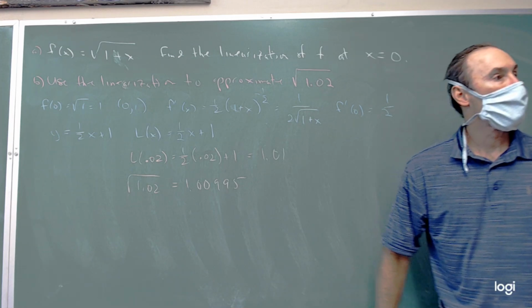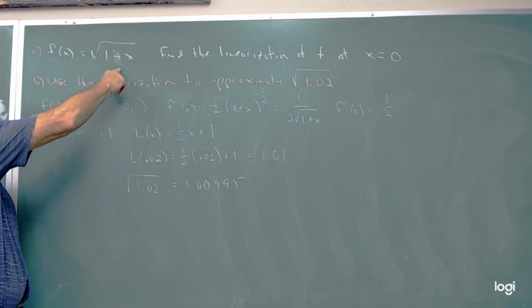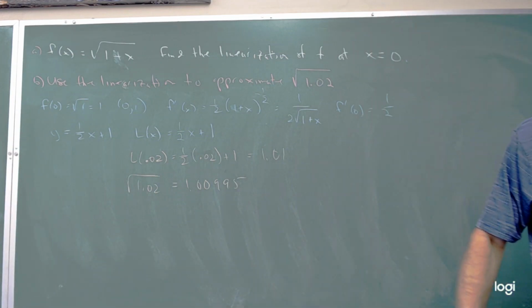Why is x only 0.02? Because this is our original function. So what x value is going to make us evaluate the square root of 1.02? It's easy to plug in 1.02, and that's not going to work.